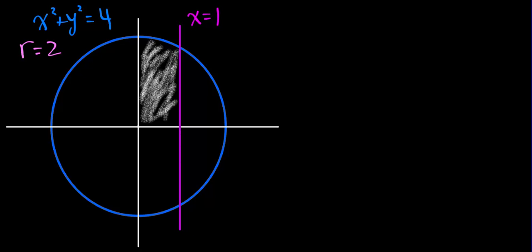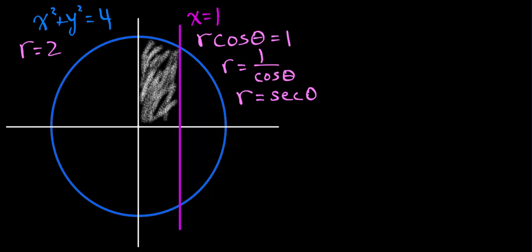Now this one, x equals 1, well, that's r cosine theta equals 1. I'll just convert that. That means that r is equal to 1 over cosine theta, or another way to look at it is r equals secant theta. There we go. Now everything's in polar. So what we're going to do is think about these little radii.